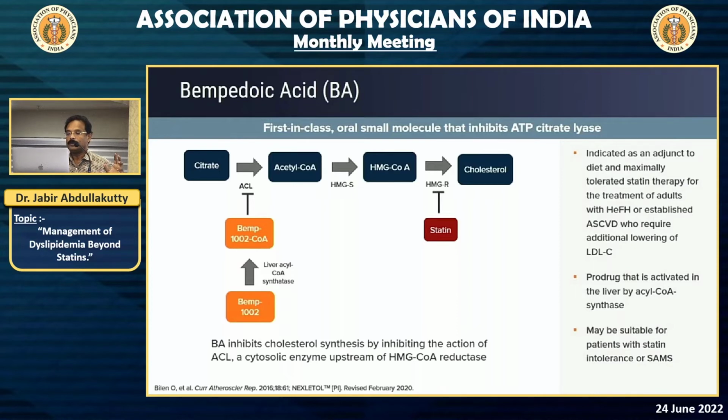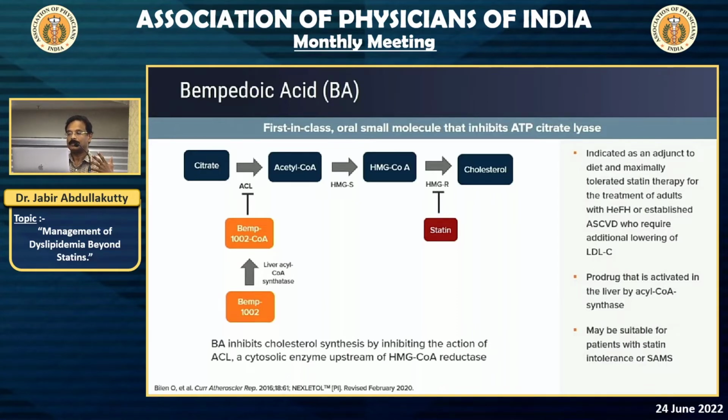So the new option is bempedoic acid. Bempedoic acid also acts in the same pathway where the statin acts. Before the HMG coenzyme A reductase, it inhibits the enzyme ACL, but the only problem is this has to be converted. This is not like a statin. This is a prodrug which has to be converted by the long chain acyl coenzyme A synthase, a particular enzyme which is present only in the liver.